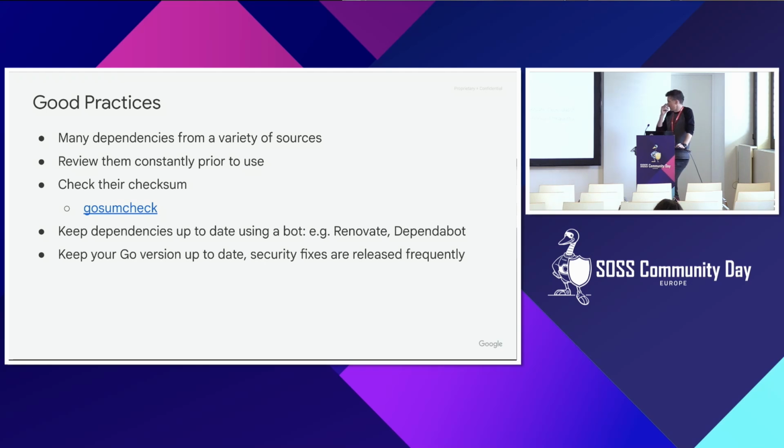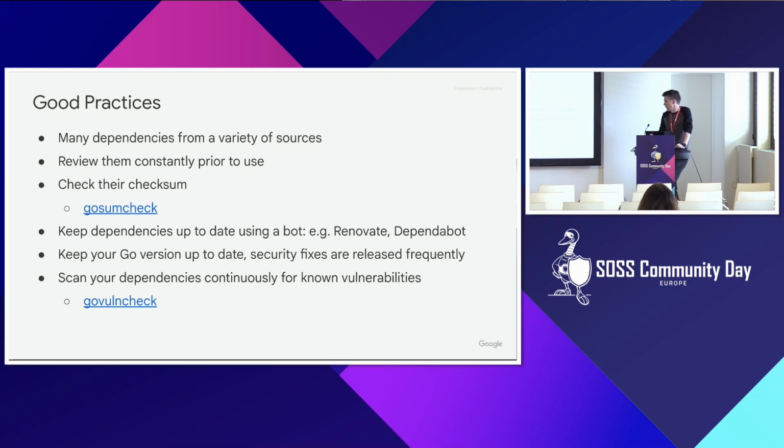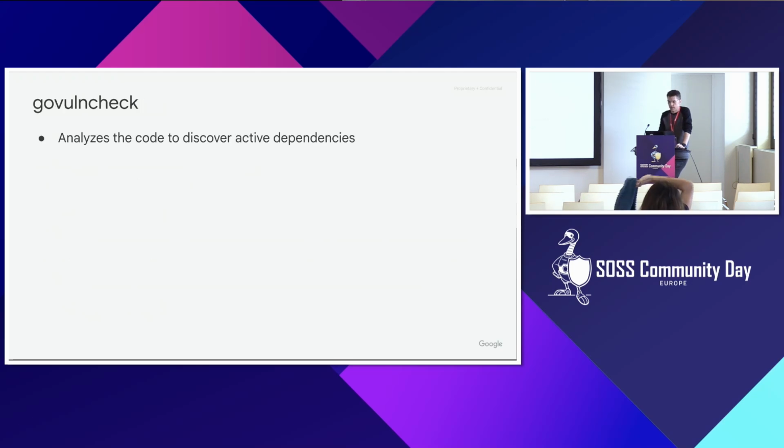Another part is that we should always keep the Go version up to date, because there are a lot of security fixes and releases are quite frequent, and Go has a relatively comprehensive standard library. It's indicated to keep it up to date. But we can also scan continuously for known vulnerabilities. There is a tool called govulncheck, which was created by the Go community.